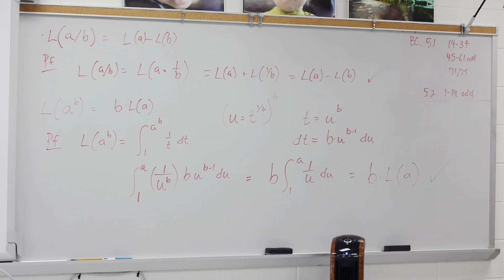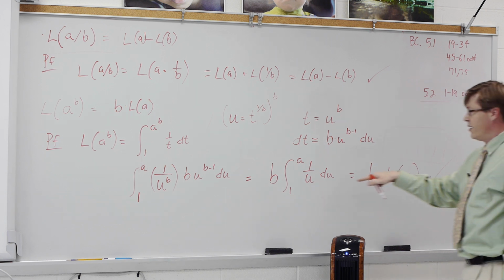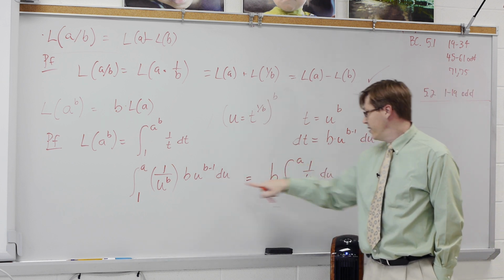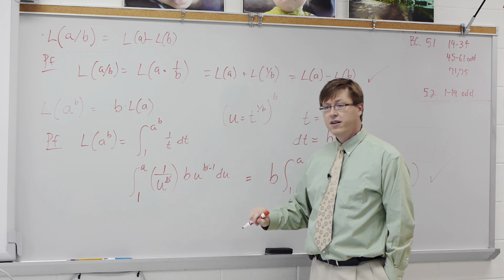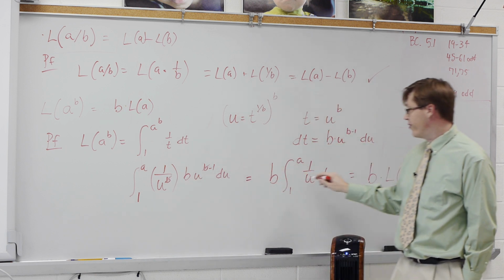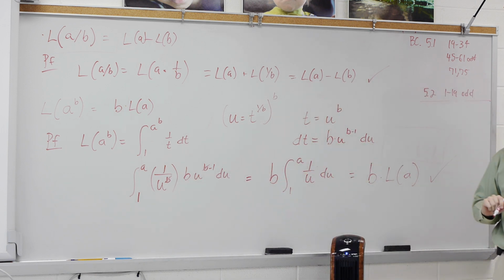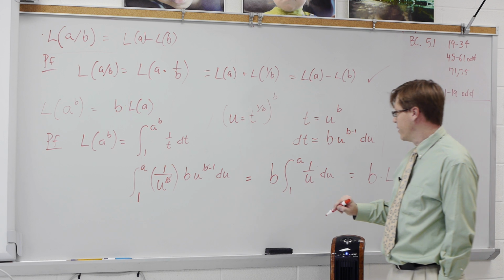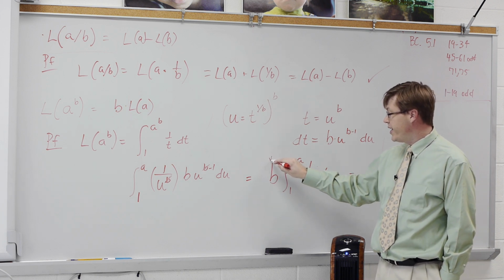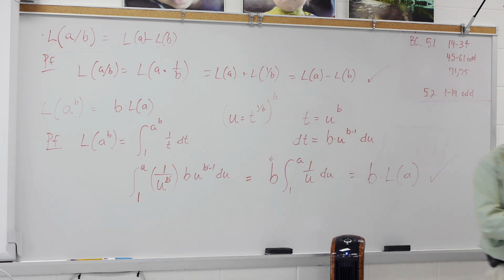Yeah, Logan. Last step, from that to that. From here to here, the u to the b cancels out. So I'm left with u to the negative 1. What about the du? Is that what you pulled out? I pulled the b out. Okay. I'm left with u to the negative 1.